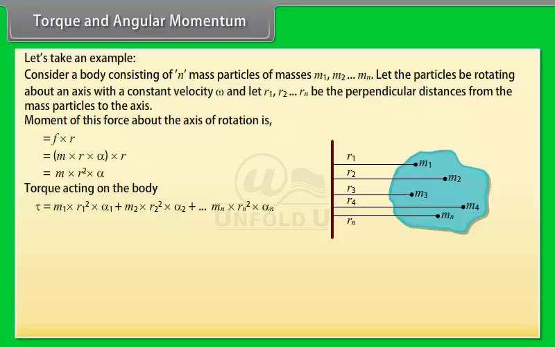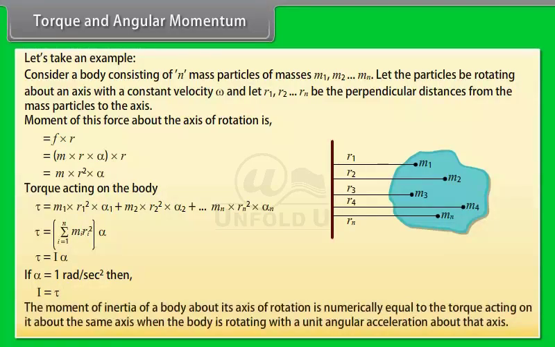This equation can be written as tau is equal to summation from i is equal to 1 to n of products of mi and ri square into alpha. This gives tau is equal to I alpha. If alpha is equal to 1 radian per second square, then I is equal to tau. The moment of inertia of a body about its axis of rotation is numerically equal to the torque acting on it about the same axis when the body is rotating with a unit angular acceleration about that axis.